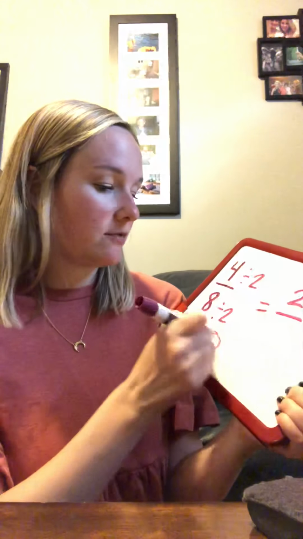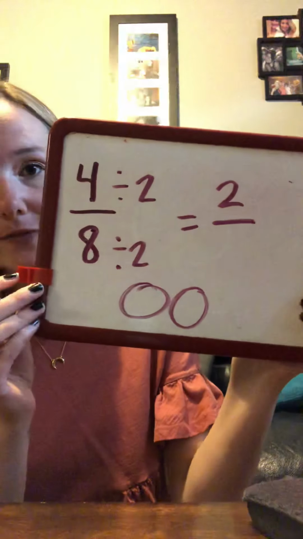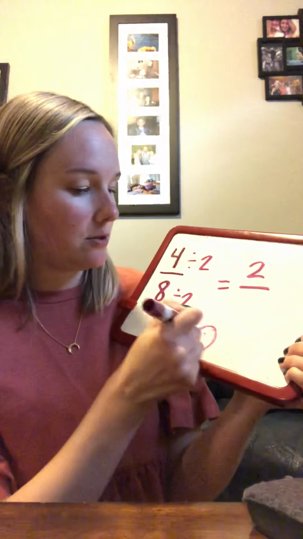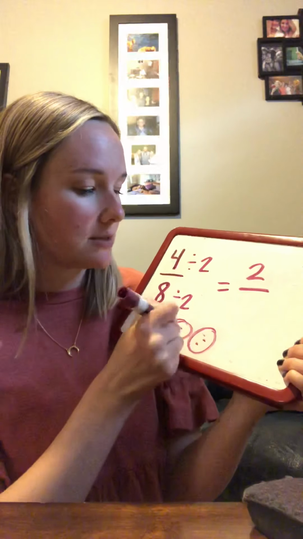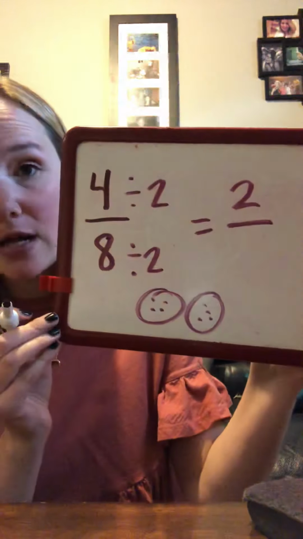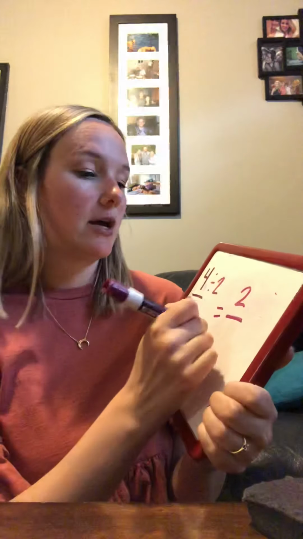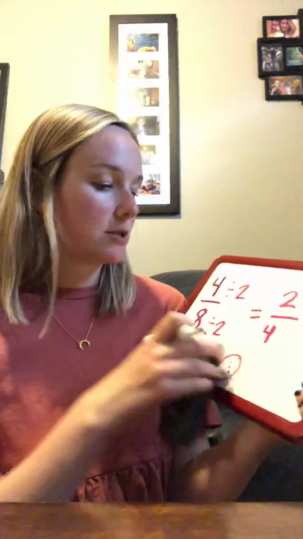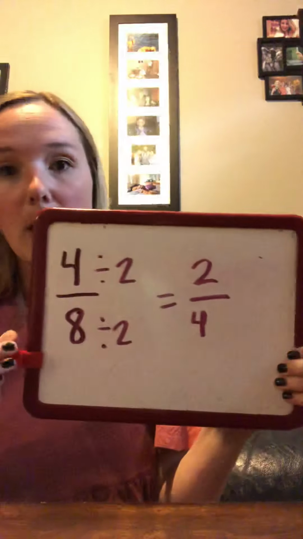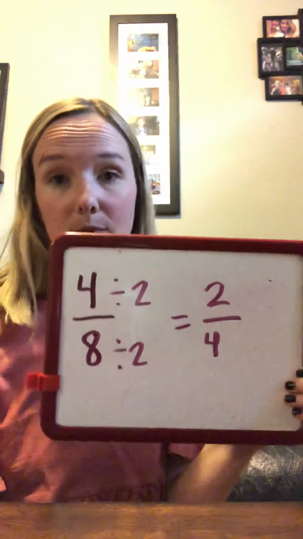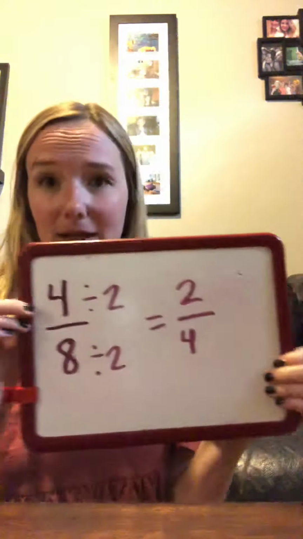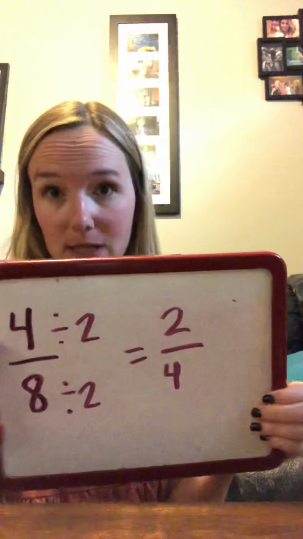So now I'm going to do 8 divided by 2. I've got 2 circles and I have to get rid of 8. So 1, 2, 3, 4, 5, 6, 7, 8. There's 4 in each circle. I know that 8 divided by 2 is 4. So 4 is going to be my new denominator, my new bottom number. So I've already made this smaller. But can I make 2 out of 4 any smaller?